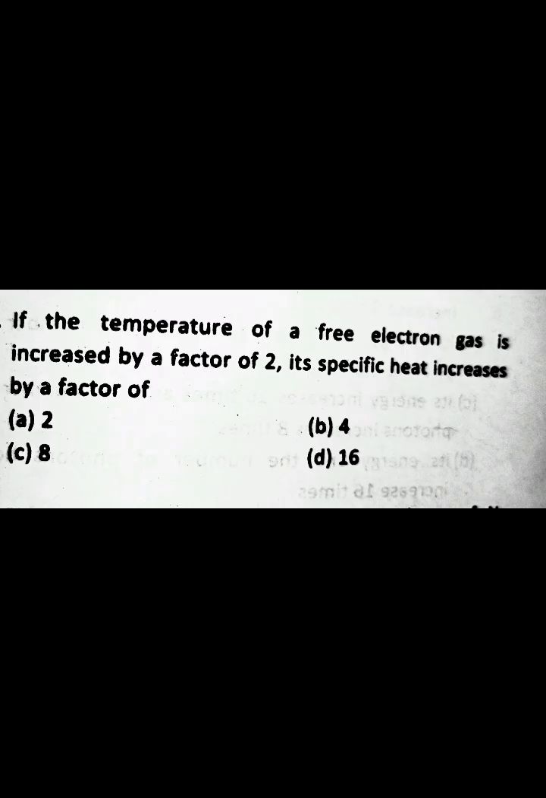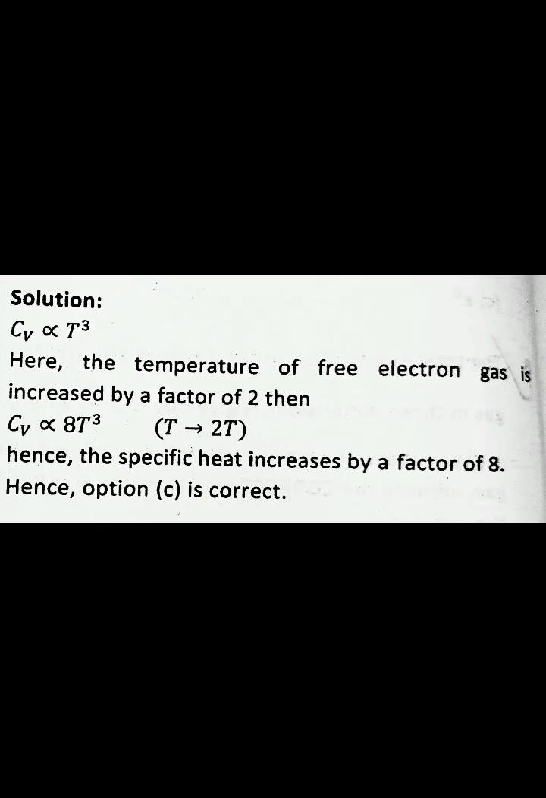The next question is, if the temperature of a free electron gas is increased by a factor of 2, its specific heat increases by a factor of dash. We know that Cv is proportional to T raised to 3. So when the temperature is doubled, that means T is increased to 2T, then Cv is proportional to 8T raised to 3. That means the specific heat increases by a factor of 8. So the answer is option C.